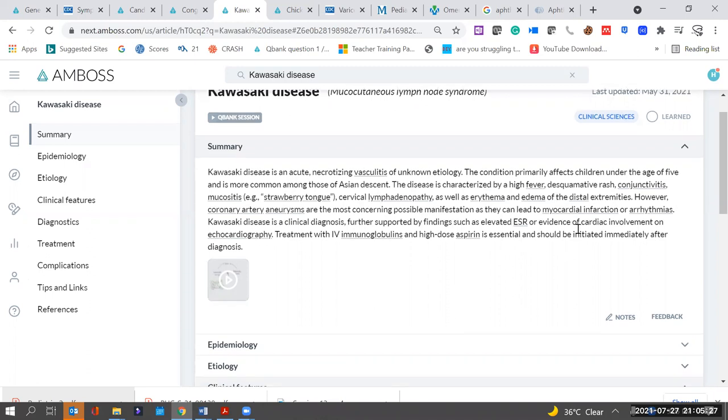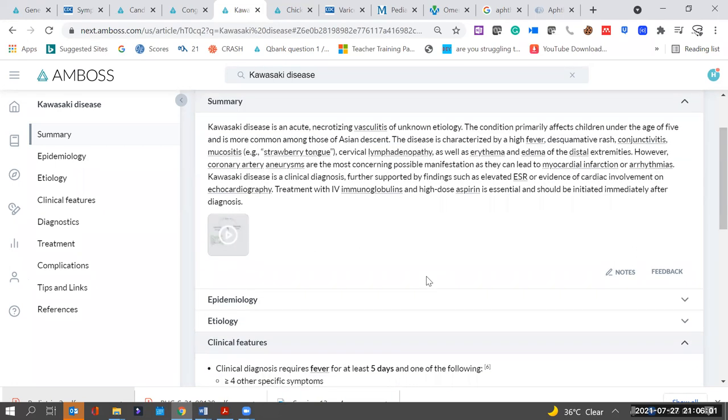We'll see it here. Treatment with IV immunoglobulins, of course, once the overall inflammation is involved, we have to give immunoglobulin. High dose aspirin is essential and should be started immediately after diagnosis. We can put our patient on aspirin that is going to dilute the blood. At least we can do this favor: we will dilute the blood so that the pressure in the overall venous circulation will be decreased, and the cardiac output will be decreased, and the heart will be under less stress, and it's going to have more blood to work on. So we can provide aspirin and immunoglobulin as the primary treatment.